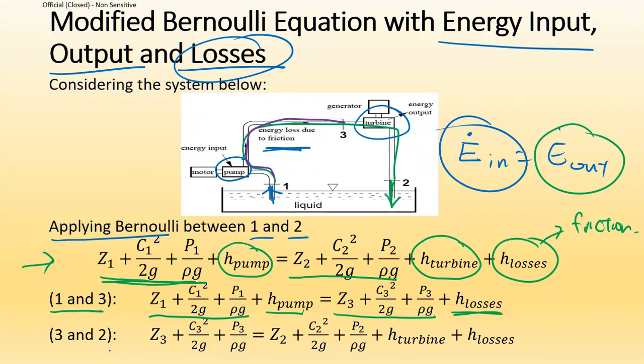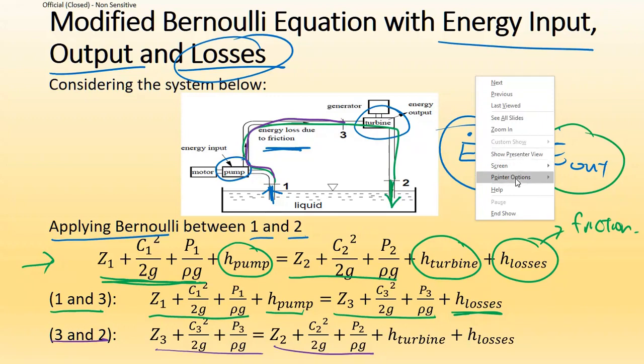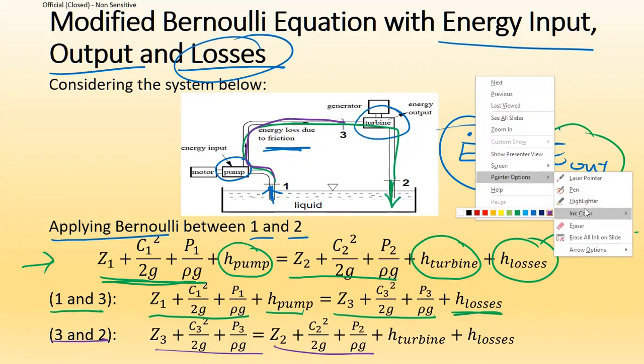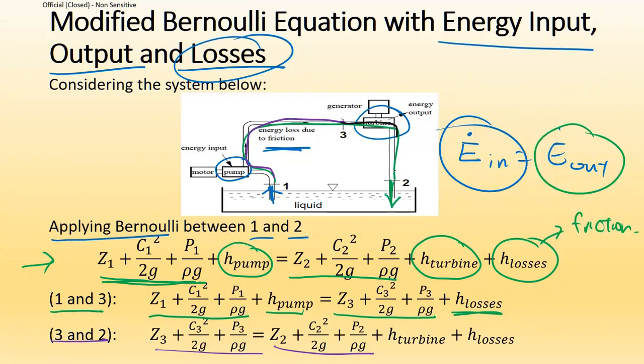Same thing if we do 3 and 2. So 3 and 2 will be fluid flowing through 3 and fluid exiting from 2. Let me trace out the path again. From 3 to 2, which is from here to here, you will bypass one turbine, which extracts energy, and of course there will be frictional loss.